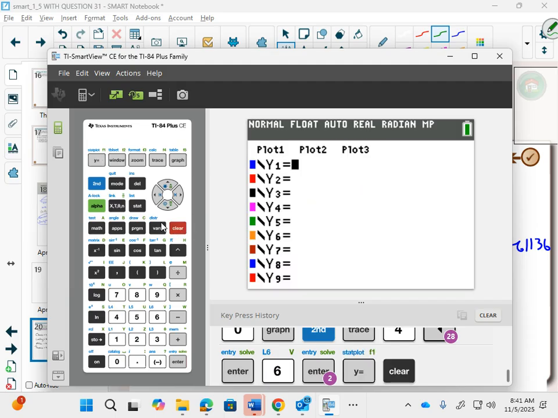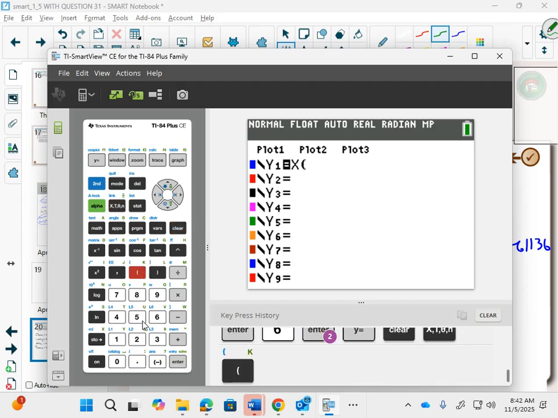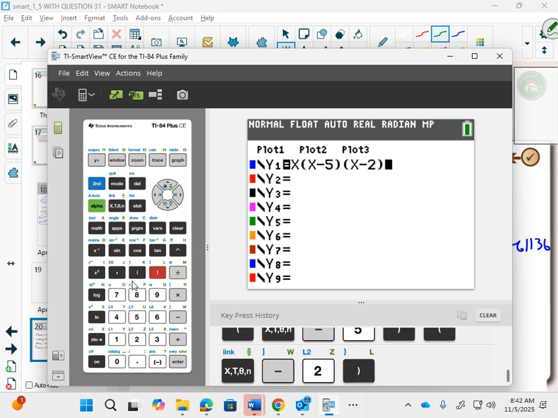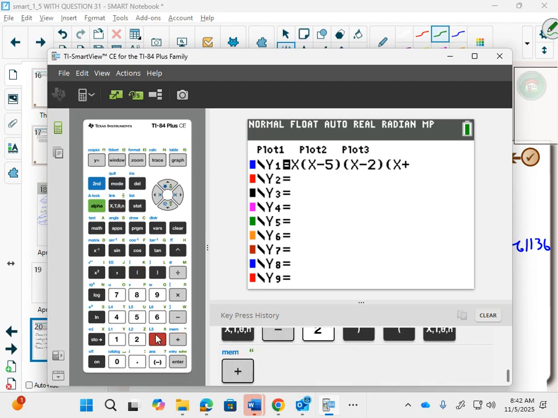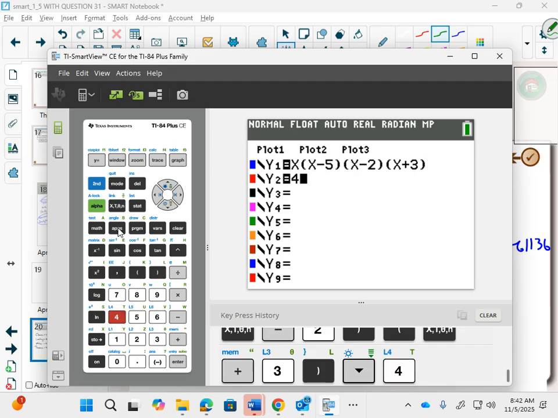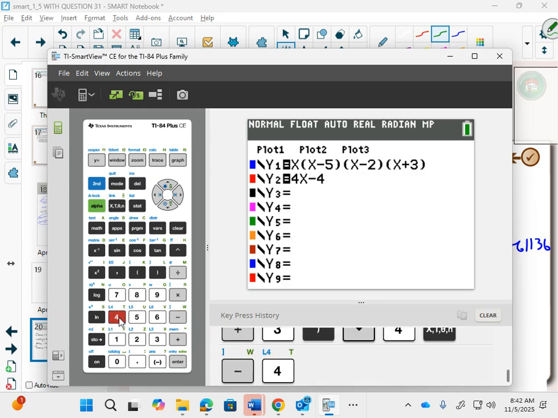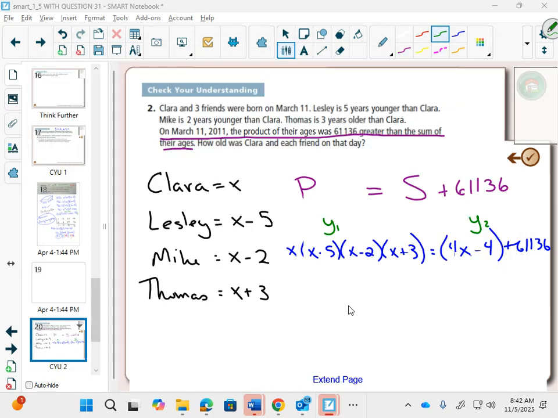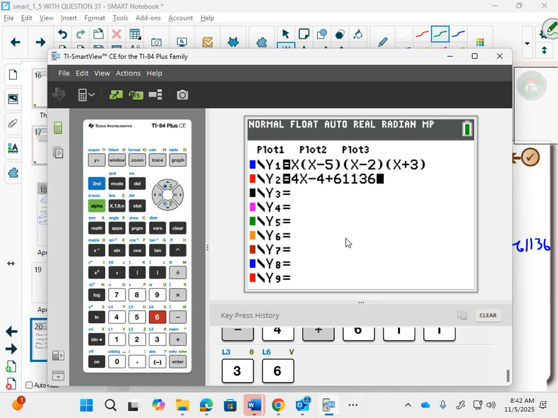I'm going to go to y equals, clear out what I had, and the left side was the product, so I had x minus 5, x minus 2. What was the last one? X plus 3? Yes? Okay. And the sum was 4x minus 4, and then plus 61,136. Yes. Okay.